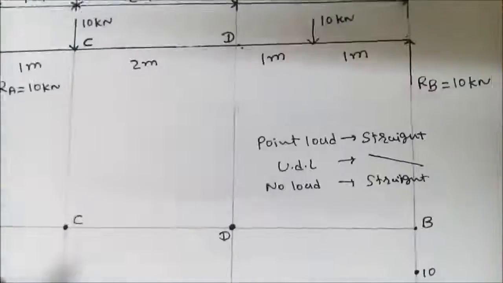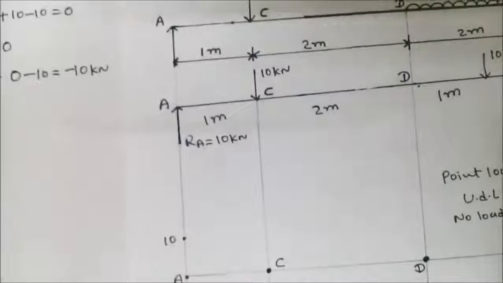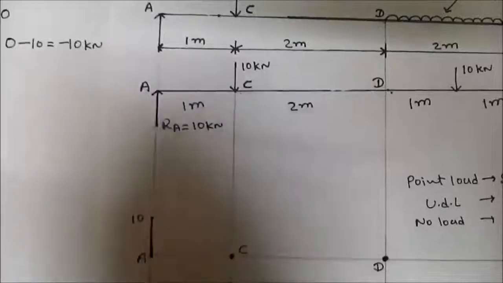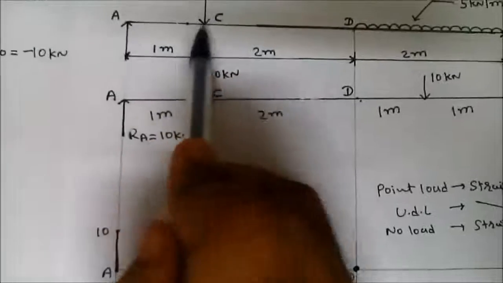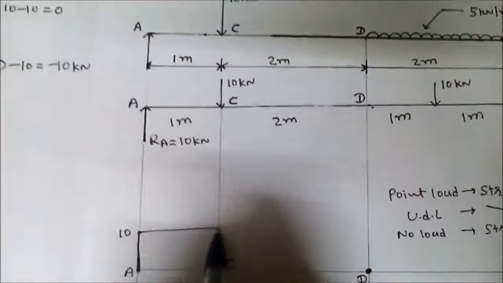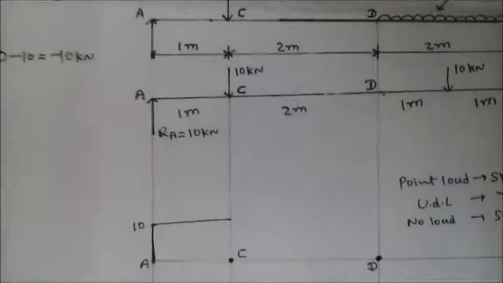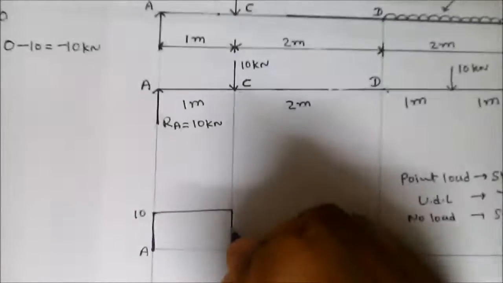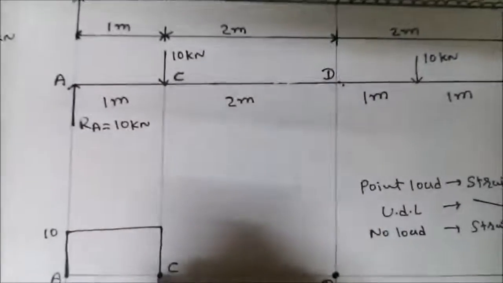Okay, so at point A, there is a reaction, so draw straight line. So I draw straight line. Between A to C there is no load, so again I draw straight line. At point C there is, sorry, there is point load, so draw again straight line. Between C to D there is no load, so again draw straight line.